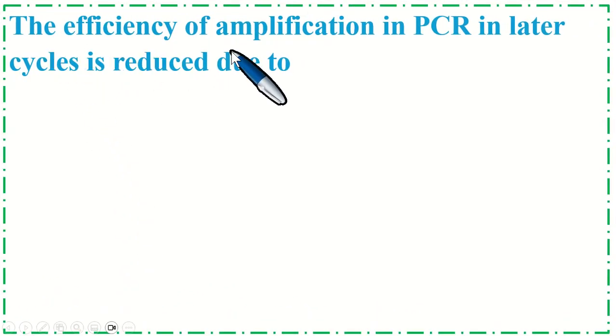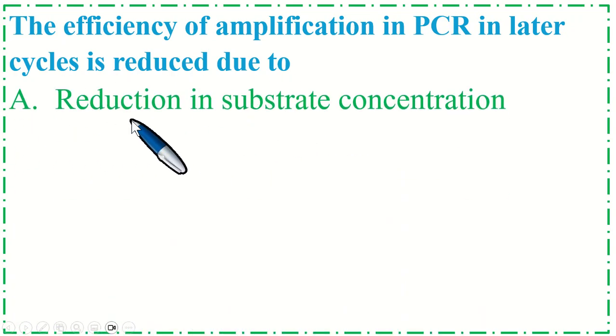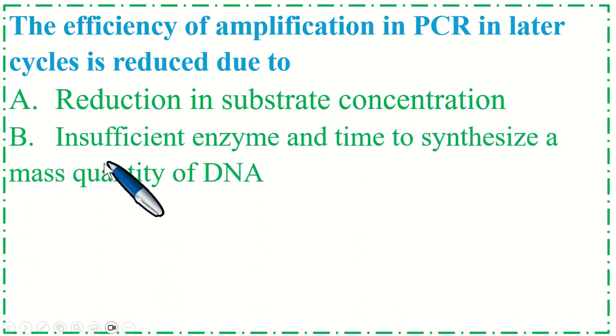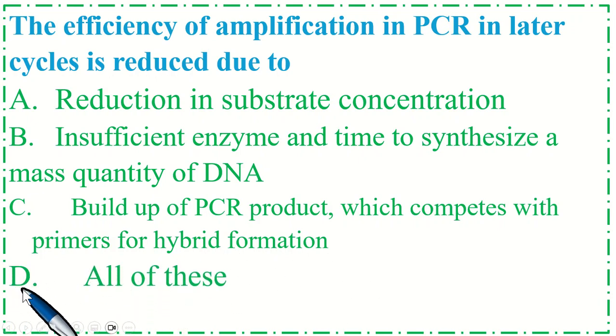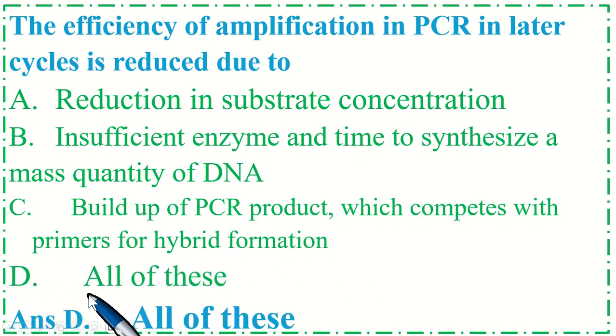The efficiency of amplification in PCR in later cycles is reduced due to option A reduction in substrate concentration, B insufficient enzyme and time to synthesize a mass quantity of DNA, option C buildup of PCR product which competes with primer for hybrid formation, and option D all of these. So the correct option is D, all of these.